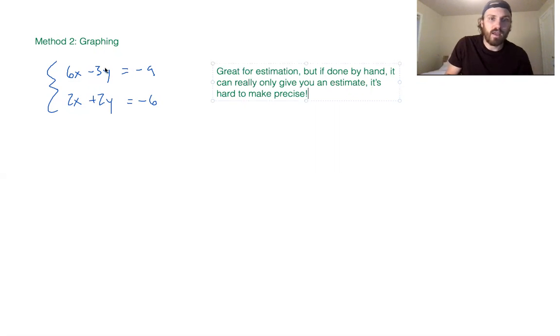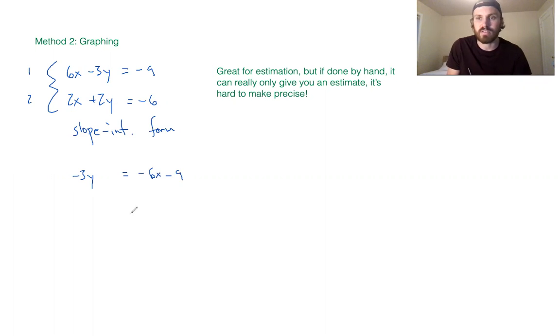So if you were going to do this by hand, what you would need to do is put them in slope-intercept form because these are lines. So let's go ahead and put them in slope-intercept form by solving for y. So first equation, we'll say that -3y is equal to -6x minus 9. I just subtracted 6x from both sides. Now I'm going to divide by -3 and get y equals 2x, right? Because -6 divided by -3 is 2, plus 3, because -9 divided by -3 is 3. Okay, so that's the first equation right there.